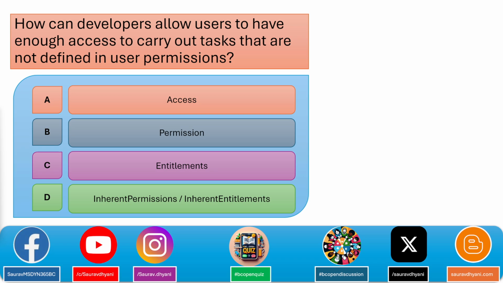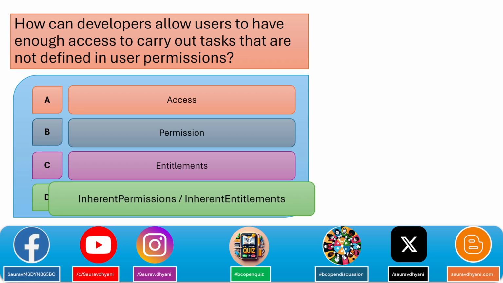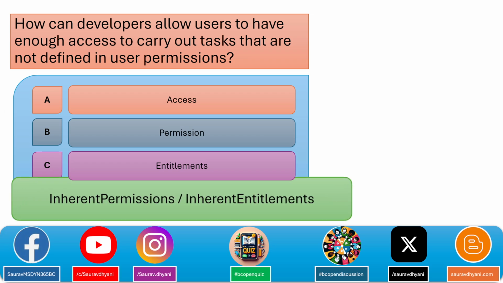Okay. How can developers allow users to have enough access to carry out tasks that are not defined in user permission? How you as a developer allow users to do certain processes which are not defined in user permissions? The options were access, permission, entitlements, and inherit permissions or inherit entitlements. And the correct answer is inherit permissions or entitlements.